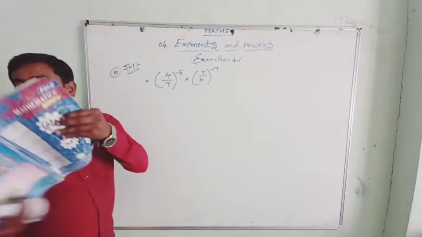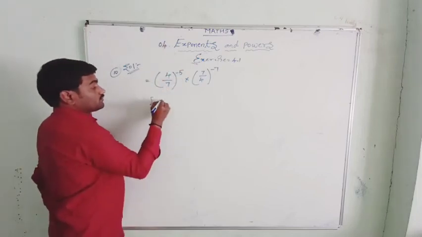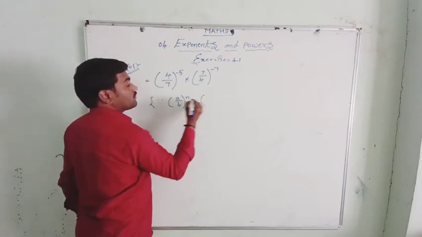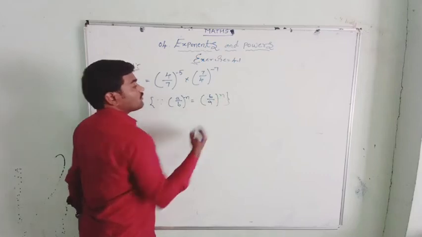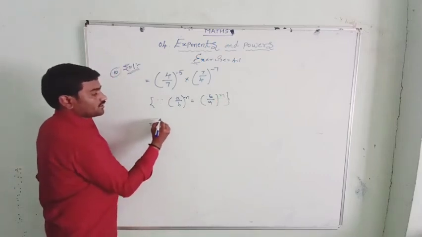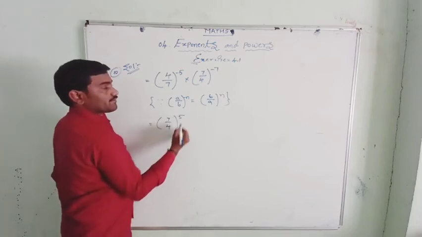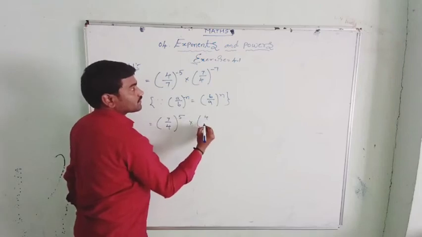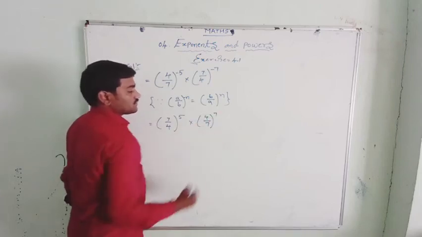So we know how to make this negative exponent a positive by using one formula. a by b whole to the power of minus n equals b by a whole to the power of plus n. So here 4 by 7 becomes 7 by 4 whole to the power of 5, into 7 by 4 becomes 4 by 7 whole to the power of 7.